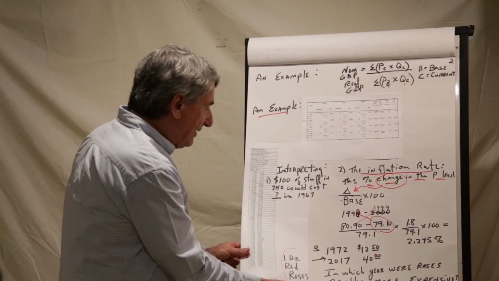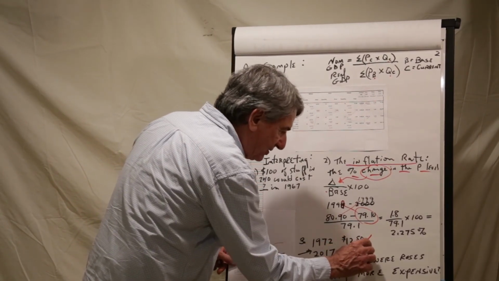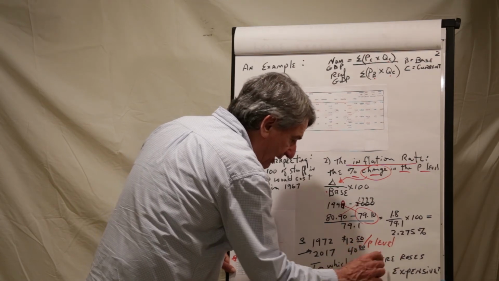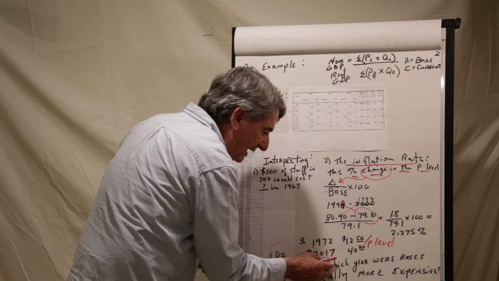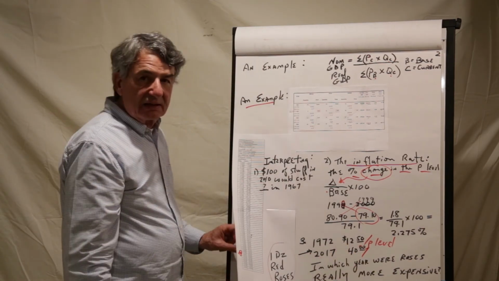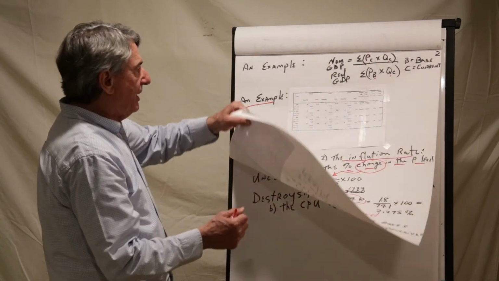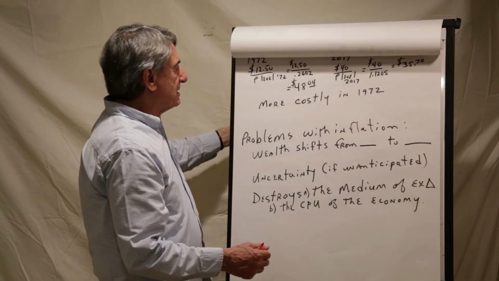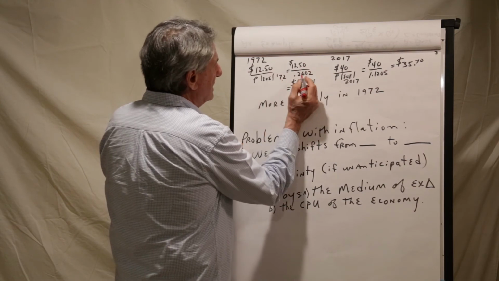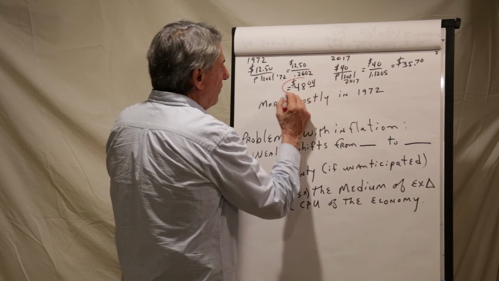And how you figure that out is you take the $12.50 and divide it by 1972's price level. Not index, price level. And then you take the $40 and divide it by the price level for 2017. So I have conveniently done that for you. And what do you suppose, in which year was it more expensive? Well, you take $12.50 and divide it by the price level in 1972, which was 0.2602, and that comes out to 48.04.